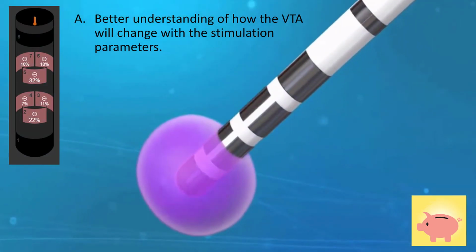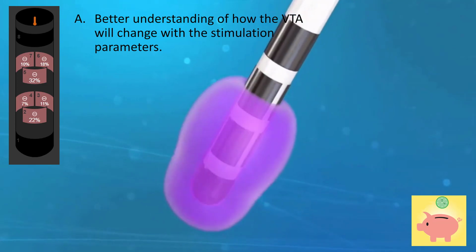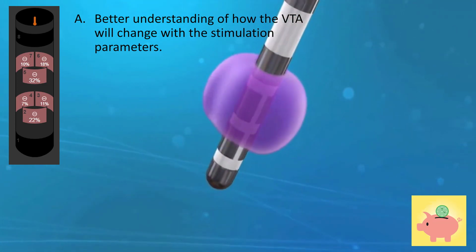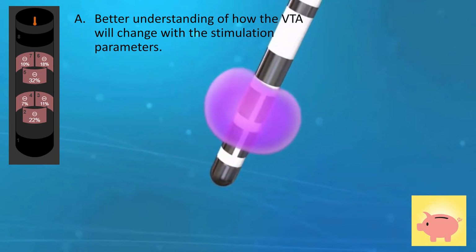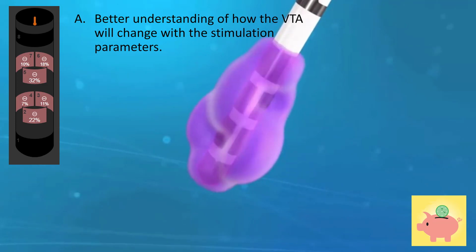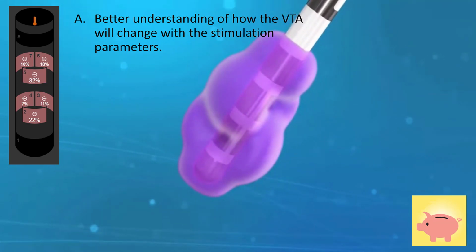Today, with directional leads, and especially with MICC, the fields of stimulation are much more complex, and it is not as intuitive. In order to understand how a change of the stimulation parameters will affect the size, shape, and direction of the field of stimulation, a visual representation is of great help.